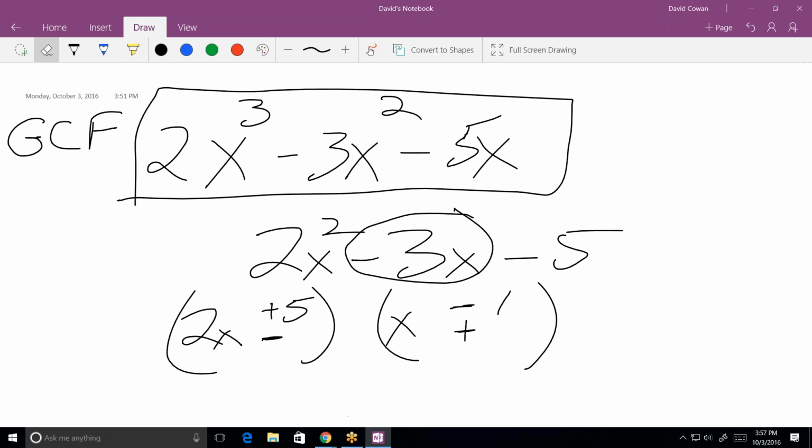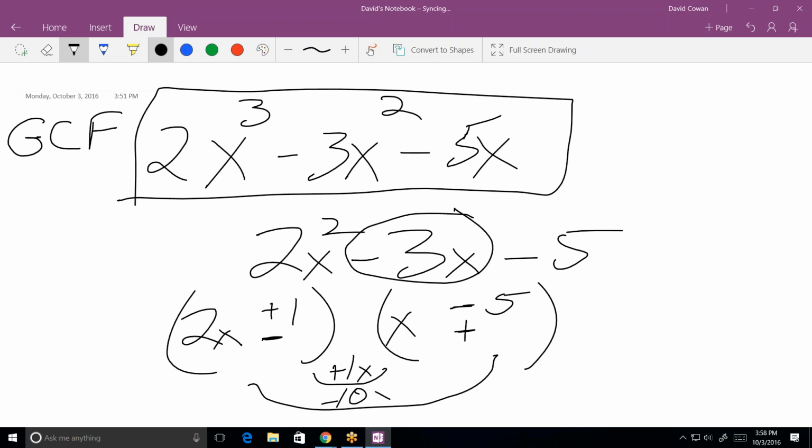But let's say I put the 5, the 1, let's say I started there. Now, when I do the inside and outsides, I get plus 1x minus 10x. That's minus 9x. I don't get the right number. I don't get a 3. And that's a clue that moving the 1 down to here and the 5 down to there is going to give you a 9 again, only it'll be a different sign. It'll be a plus 9. So that's very helpful.